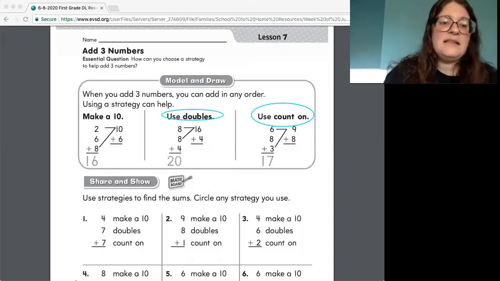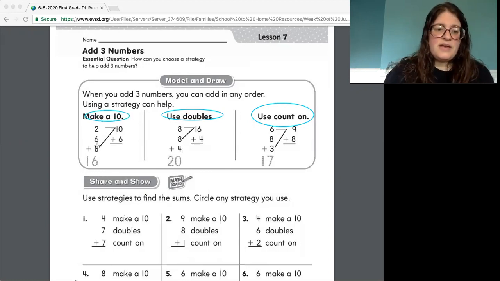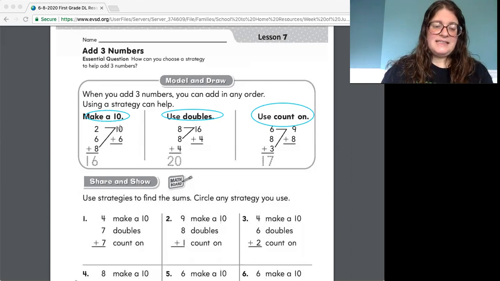And then the next strategy is to make a 10. So if you've learned the common numbers that go together to make 10, you can see one right here. Oh, there's a 2 and an 8, that makes a 10. And you add the 6 to the 10, that makes 16.